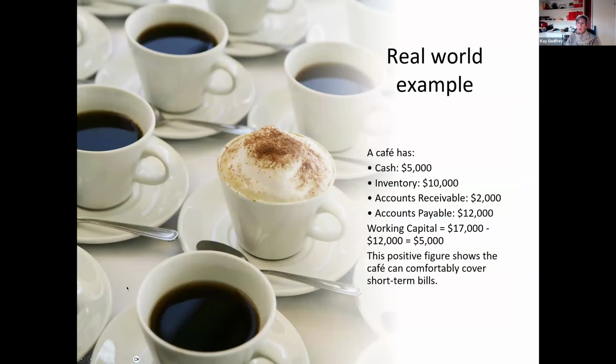Another example: a cafe has cash of $5,000, inventory of $10,000, accounts receivable of $2,000, and accounts payable of $12,000. Working capital is $17,000, which is cash, inventory, and accounts receivable, minus the $12,000 accounts payable. That's $5,000. It's a positive figure, which shows that the cafe can comfortably cover short-term bills.